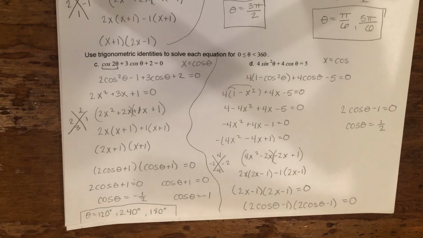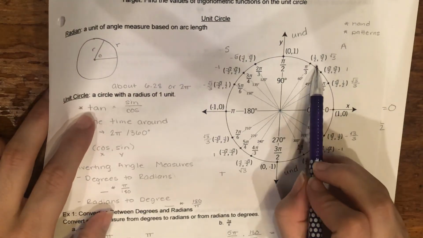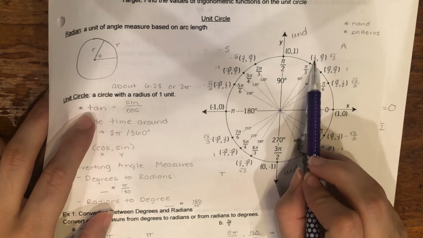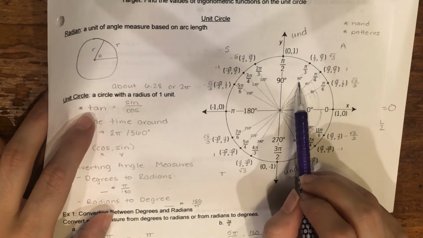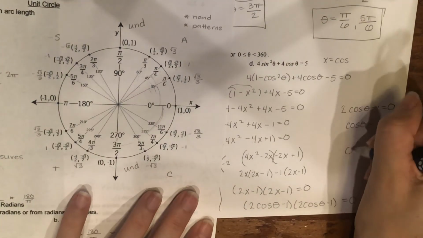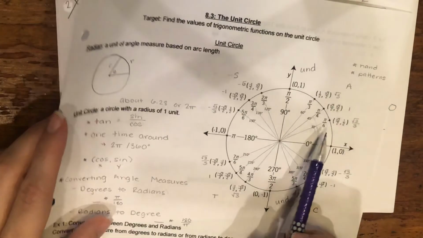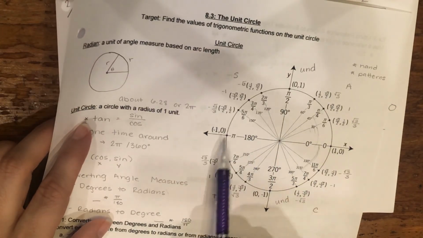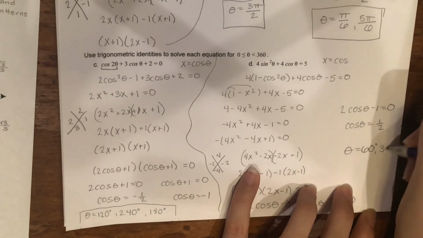Looking on our unit circle, I have cosine being a positive 1/2. So I'm going to be right here. We are looking at degrees because it said 0 to 360. So that's going to be 60 degrees. So theta equals 60 degrees. And then I also have cosine being 1/2 at 5 pi over 3 or 300 degrees. So this would be then 300.